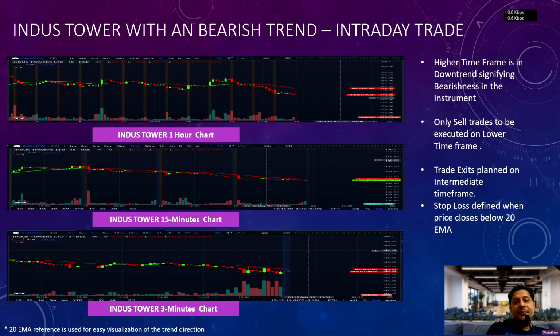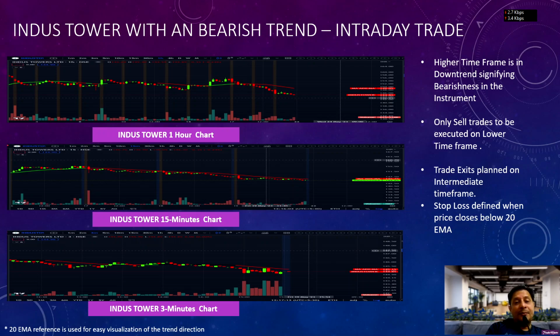Now Indus Tower is in a bearish trend, and I have tried to take an intraday trade here. You can see the bearish momentum on the 1 hour chart. The price is continuously closing below the EMA on the 1 hour chart. Likewise, the 15-minute chart shows that at the same point of time, the price started moving below the moving average.